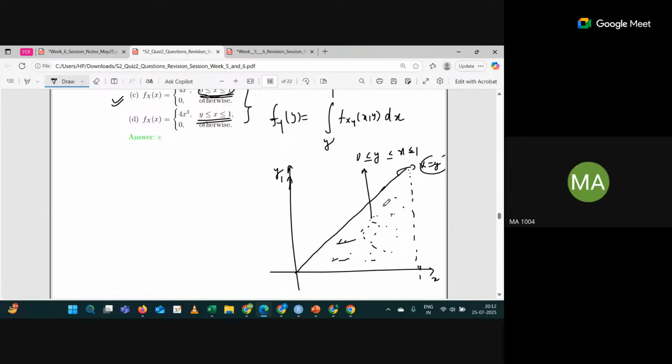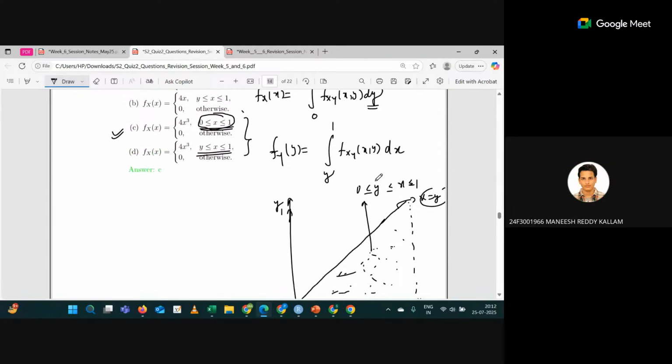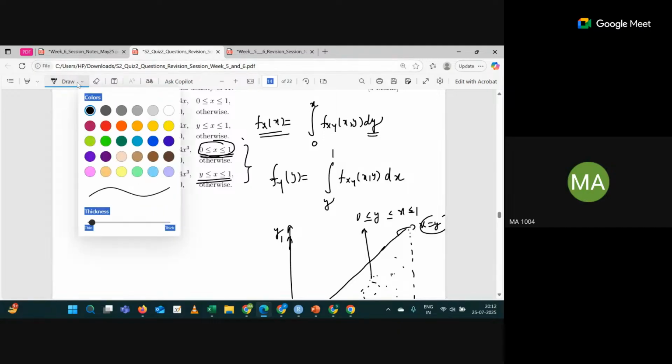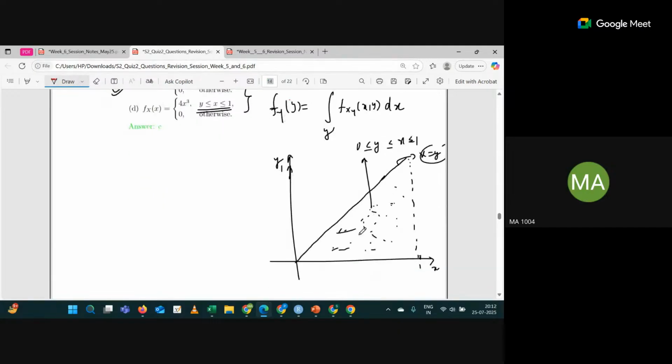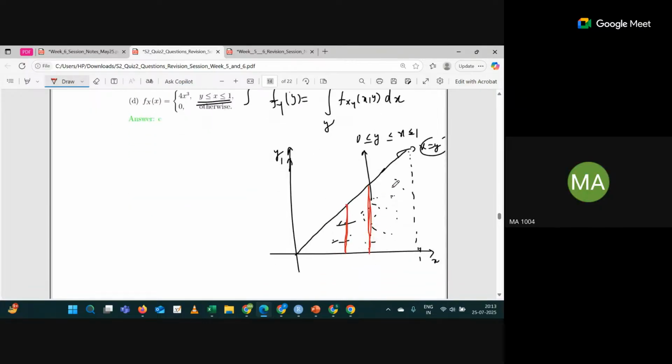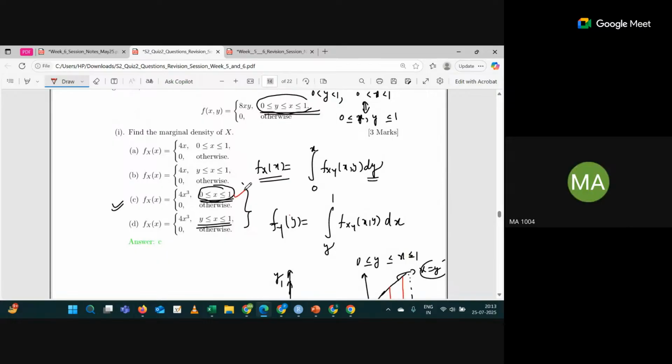So far so good. Now, if you want to calculate the marginal PDF of x, what you will do? You have to integrate with respect to y, right? For that, you will draw a parallel line with respect to the y-axis. This y-axis is going from where to where? 0 to x. And in this, you can see x is free, right? x can take any value from 0 to 1.